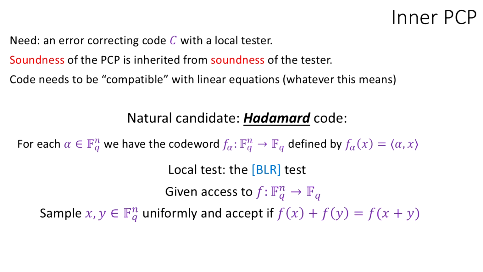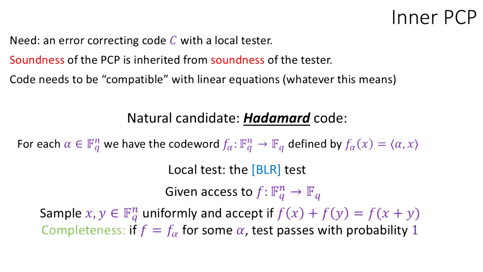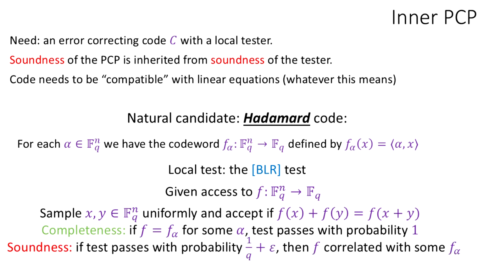This is a really nice test. If f is an actual code word for some alpha, the test passes with probability 1. Great. And it's also easy to prove, at least if q is prime, that if the test passes with probability 1/q plus a little bit, then your f is correlated with some actual code word. So great, right? We're done with the talk. q is the alphabet size, 1/q is the soundness of the test. Okay, we can go home now.